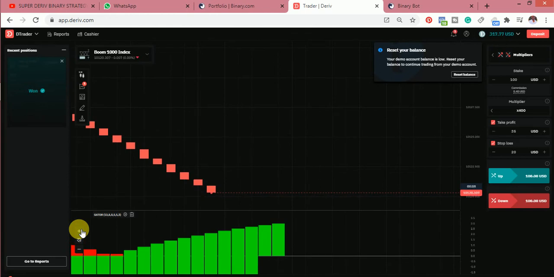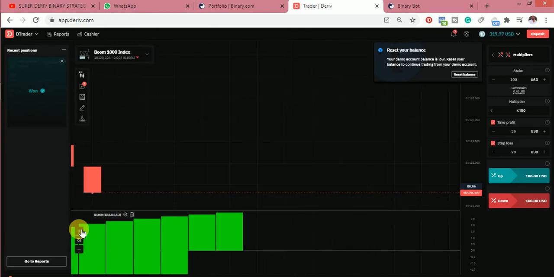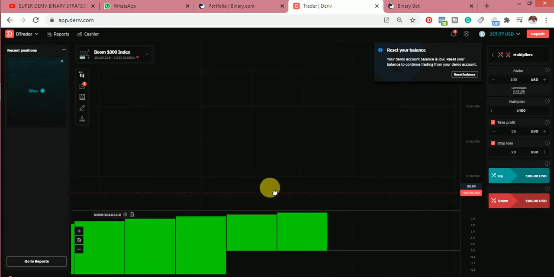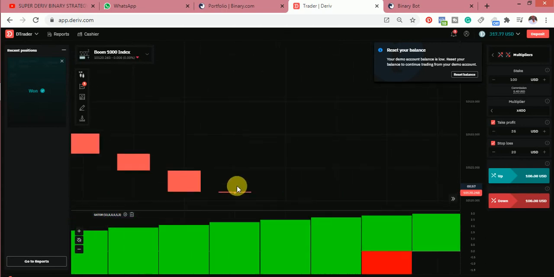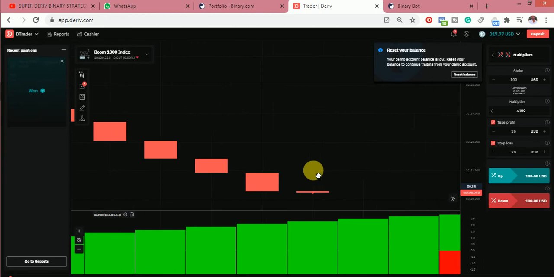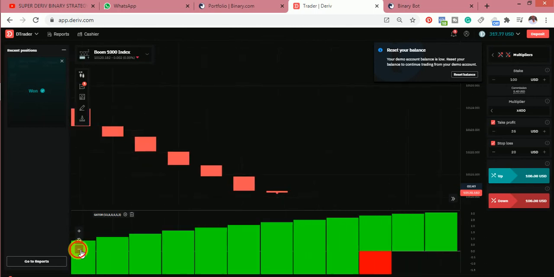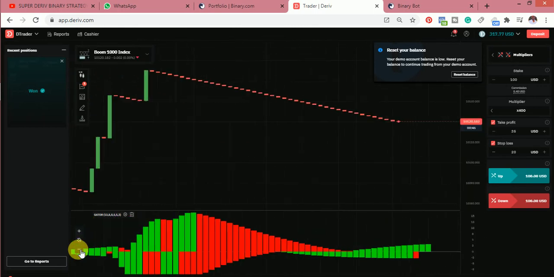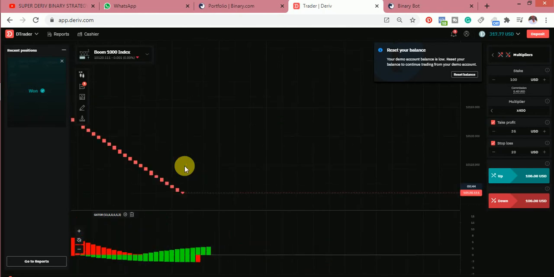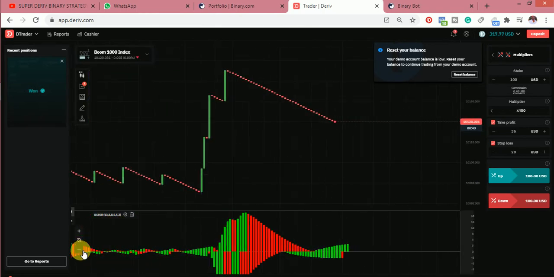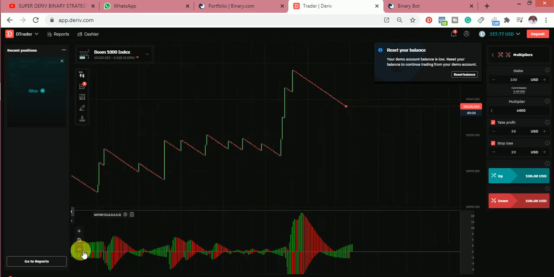All right, you can see the red pops up again. The red has just popped up again, making it a second warning that the market is going to boom soon.